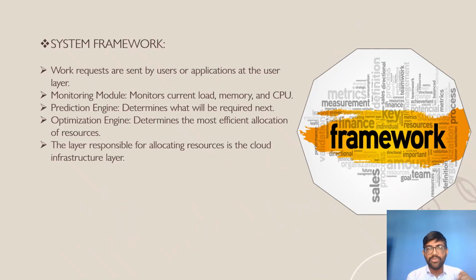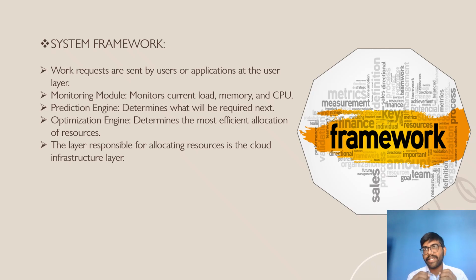This is my system framework. In this system framework, we have to talk about five models. The first is the user layer, the second is the monitoring module, the third is the prediction module, the fourth is optimization, and the fifth is the infrastructure layer.